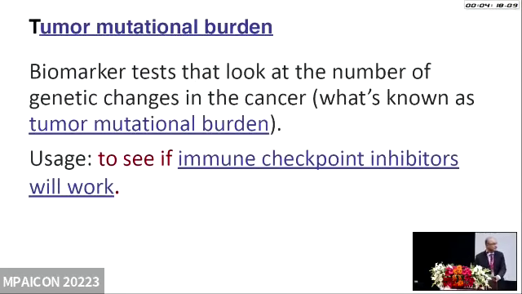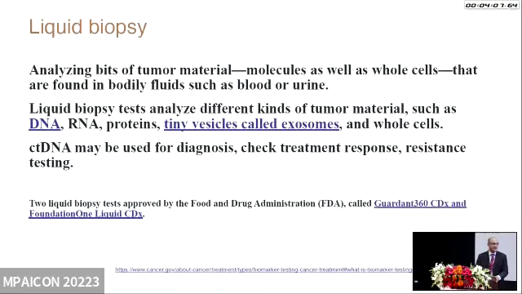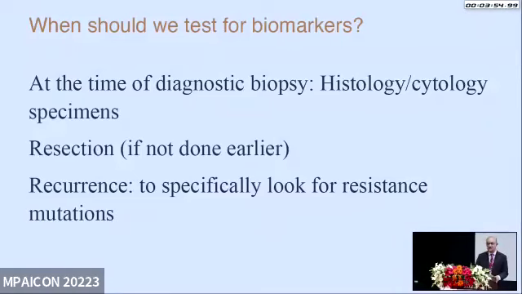Tumor mutational burden: when we are using NGS, we'll also look at the tumor mutational burden, which looks at the number of genetic changes in the cancer, and it is primarily done to see if immune checkpoint inhibitors will work. Liquid biopsy has been covered by many previous speakers. It looks at fragments of tumor or cells in blood, and it can be used for diagnosis, looking for treatment response and resistance testing.